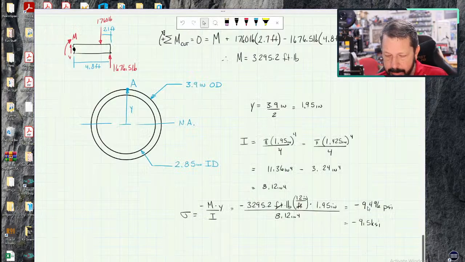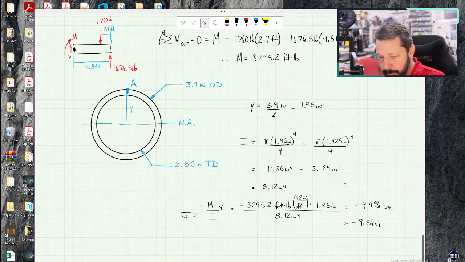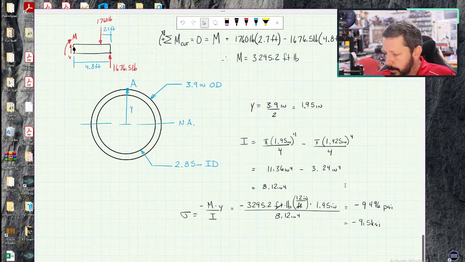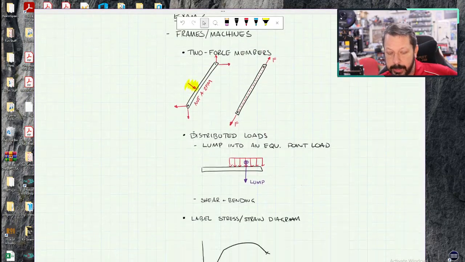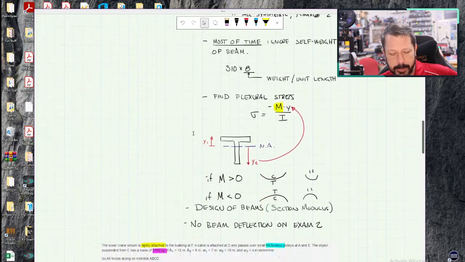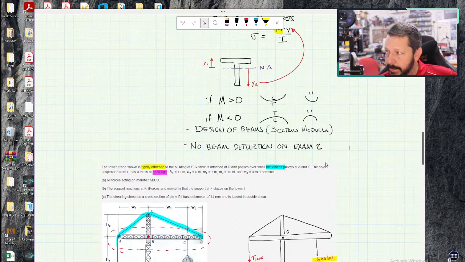9498. We had 9496. Close enough. I rounded a couple of places in these decimals, actually a lot in here, so I can be okay with that. All right, so those are the types of things you might have to do on exam 2. This list is relatively complete. We didn't practice a design of beam. They're pretty straightforward, and there's not a whole lot to do on those other than find the section modulus. So it's relatively straightforward.